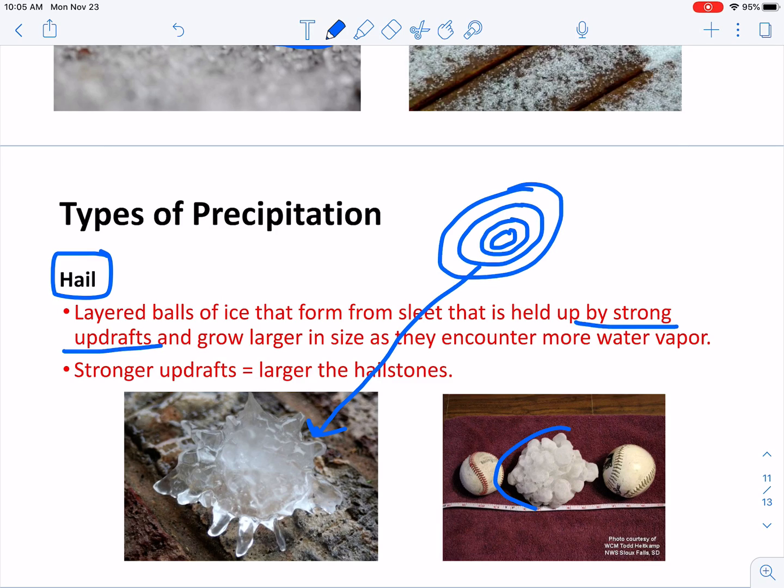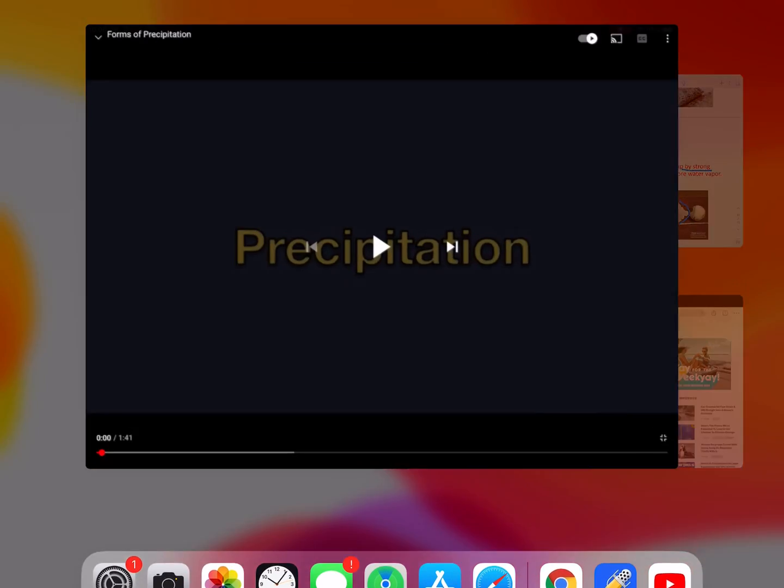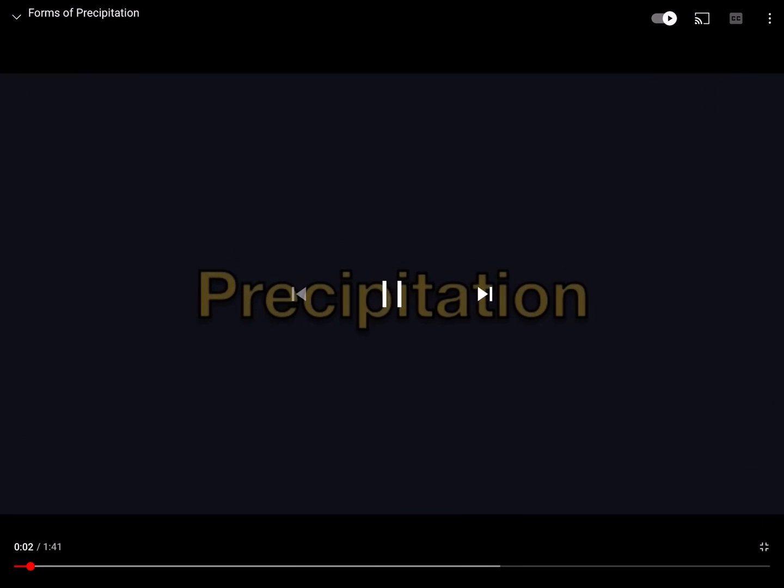Here's a hailstone the size of a baseball, and usually that's determined by how strong the updraft is, right? So the stronger the wind is that's holding these hailstones up, the longer it takes them to fall, the larger they're going to be, and can be pretty dangerous. So just to show you a simple video showing you the different types of precipitation here.